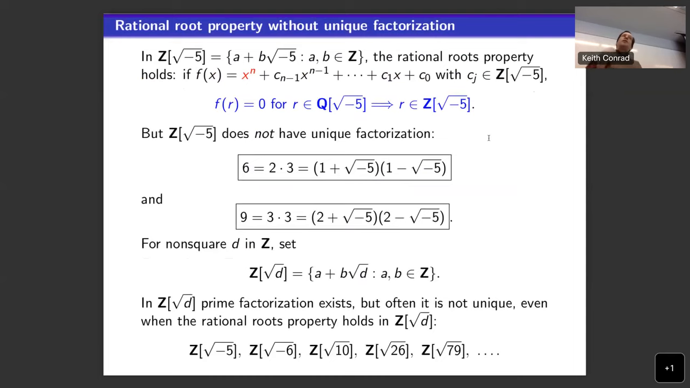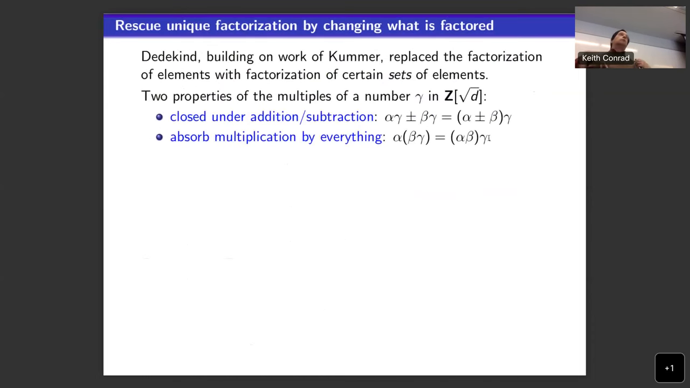So we might think of the rational root property as being a consequence of unique factorization, and it is, but it can hold even if unique factorization doesn't. So people in the 19th century, once they understood that this is a very widespread problem, wanted to find a way to fix it. And so Dedekind, in the second half of the 1800s, found the way to fix unique factorization.